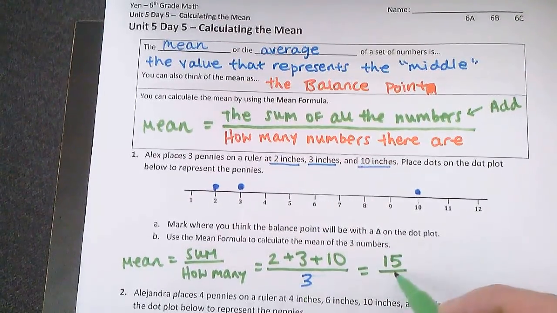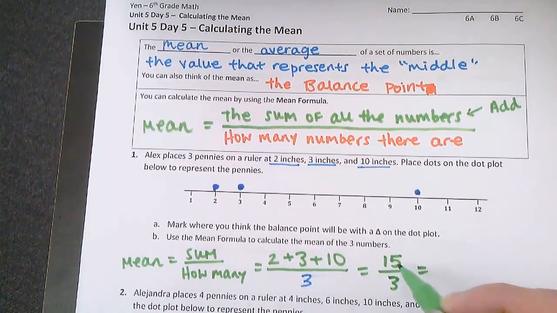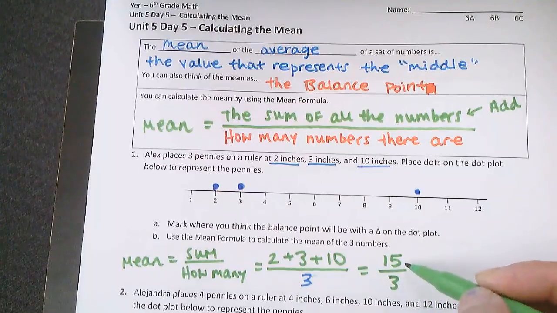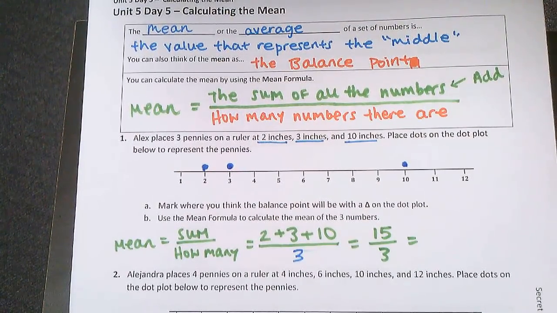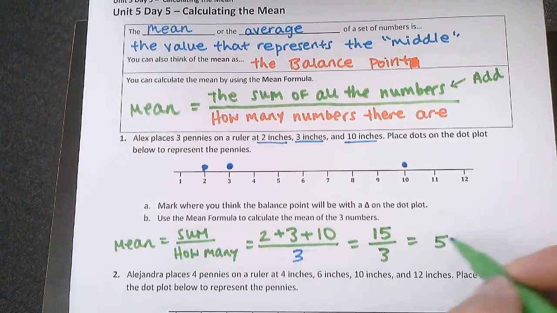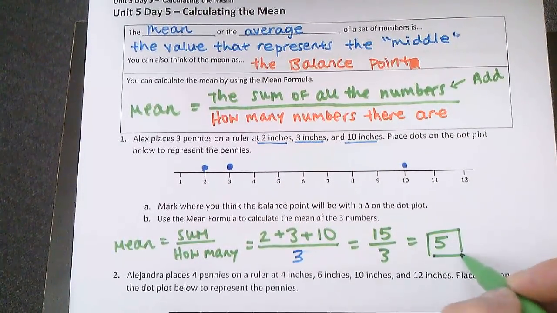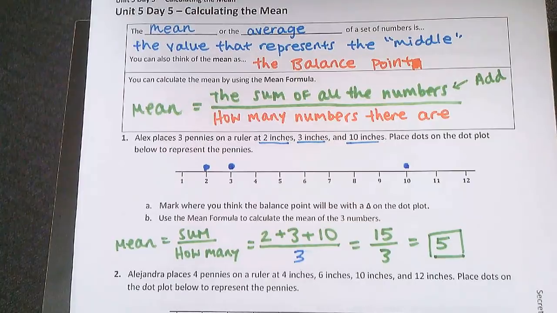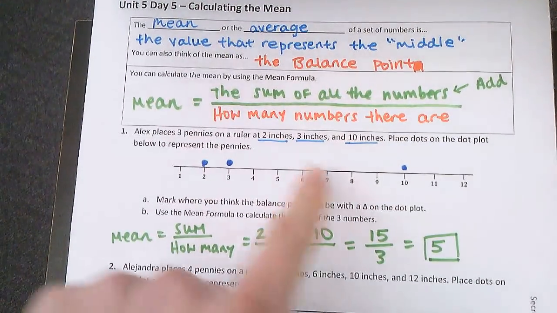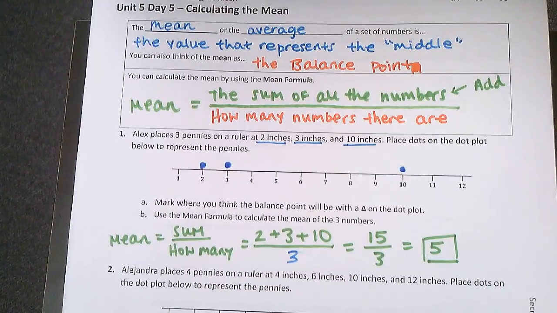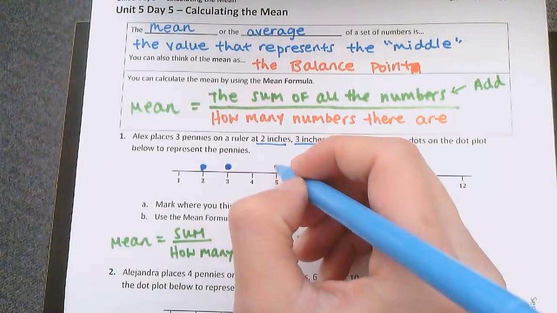And then we still have this 3 here. And then 15 over 3 is the same thing as 15 divided by 3. And 15 divided by 3 is 5. And there's our answer. Put a box around it. So the mean of the three numbers, 2, 3, and 10, is 5. That also means if we were putting these pennies on a ruler, the balancing point would be right at 5.